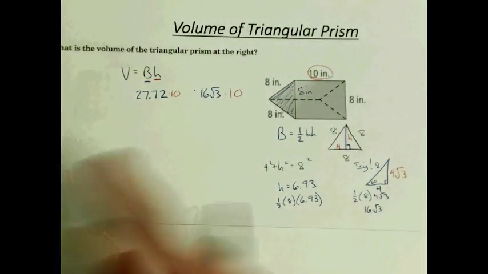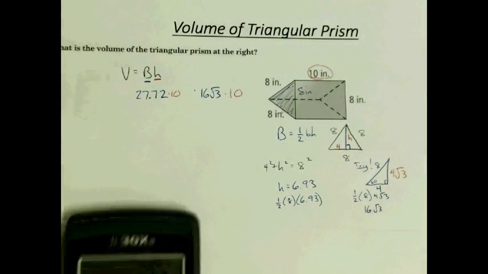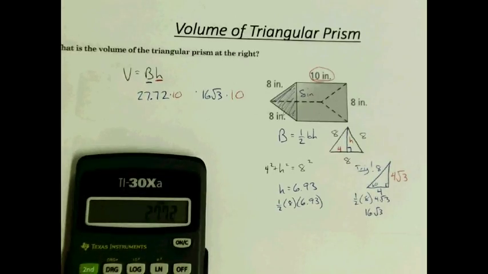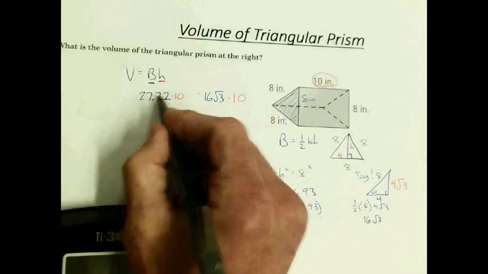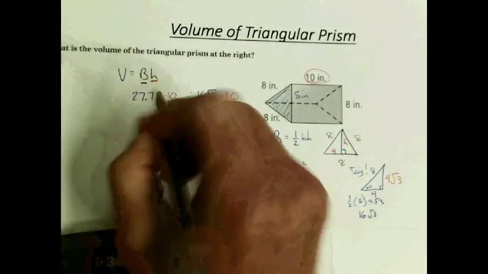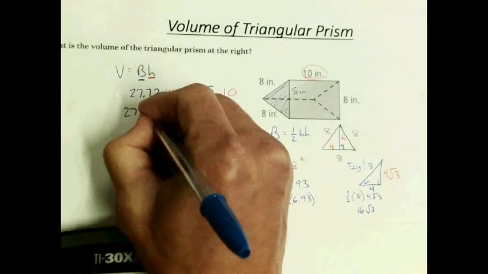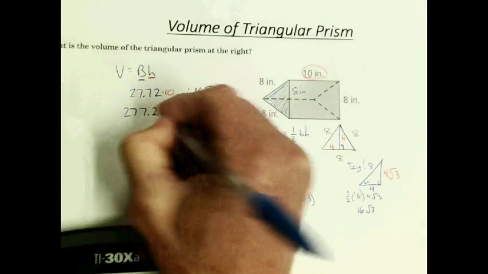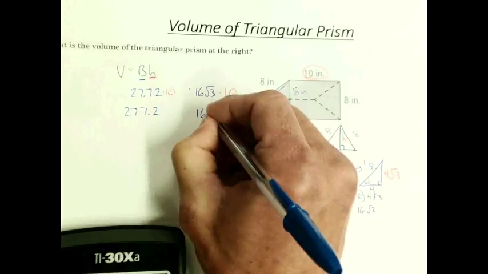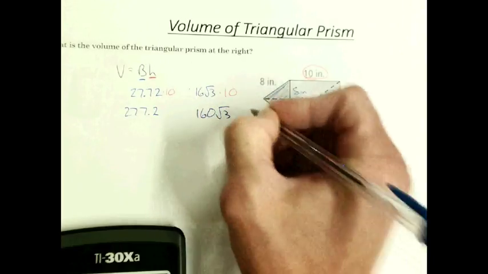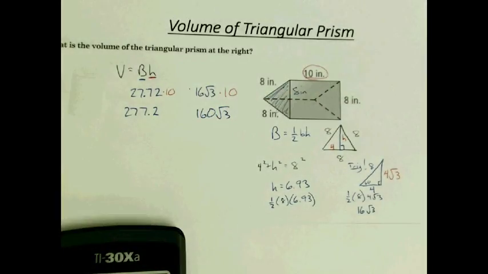All right, so in one way, we're using our calculator, and we have 4 times the square root of 3. So we could multiply this out. We multiply times 10, and that would be 277.2 whatevers. And this 16 times 10 is 160 times the square root of 3 whatevers. And we have to worry about the whatevers.